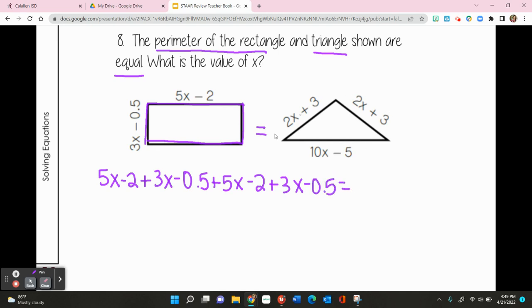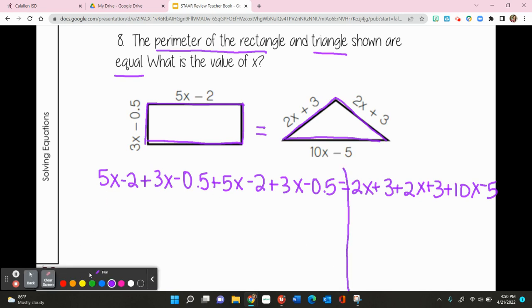And this is equal to the perimeter of my triangle. So on the perimeter of my triangle, I have 3 sides. So I have 2x plus 3 plus 2x plus 3 plus my third side, which is 10x minus 5. So here we first need to go ahead and draw a line down our equal sign. And we're going to start off by combining like terms.